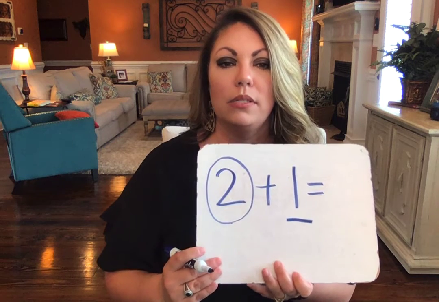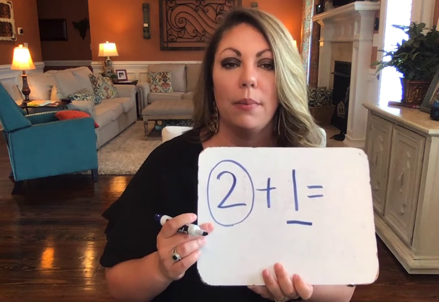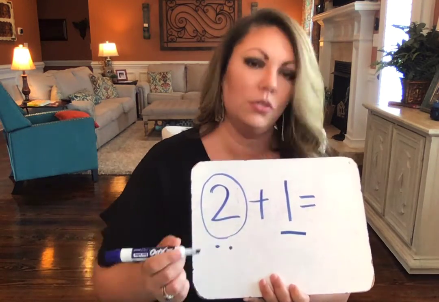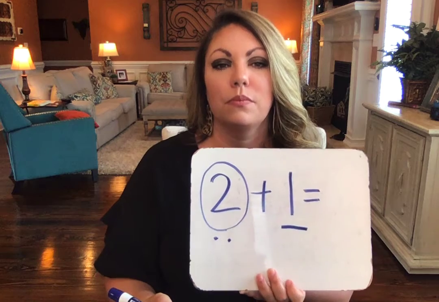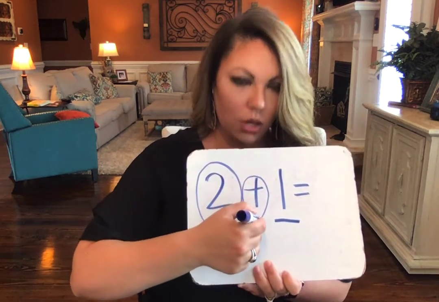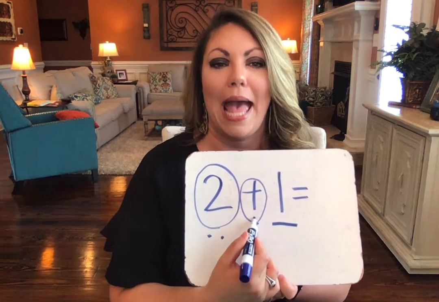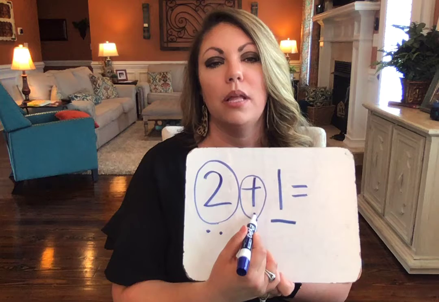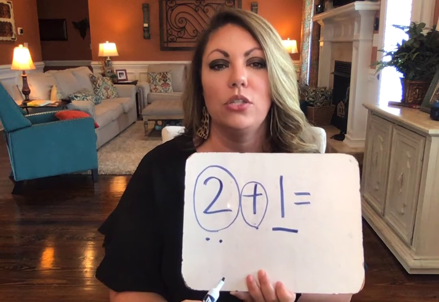Okay, so since I circled 2, I'm going to go ahead and draw my 2 dots. 1, 2. Okay, now I need to circle my sign so I know what to do. Am I going to add or am I going to take away? And we know when we see a plus sign, that means you're going to add.